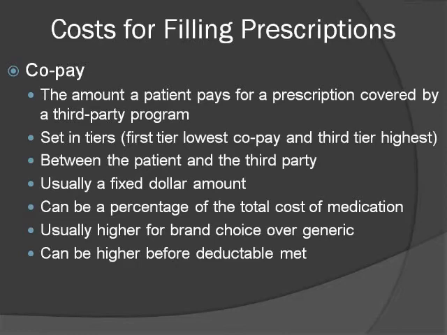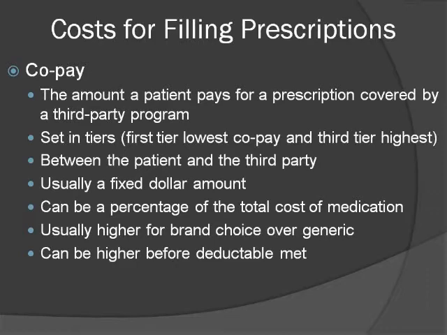Now, some copay systems are set in tiers, and tiers is just, if I could liken it to, groupings based upon the drug. And this is all set by the insurance company. They'll have different tiers, and the first tier would be the patient's lowest copay, and then maybe there's a second tier in between. It'll be a little bit higher copay, and then there's a third tier, which would be drugs that would have the highest copay. So this is something that is between the patient and the third party.